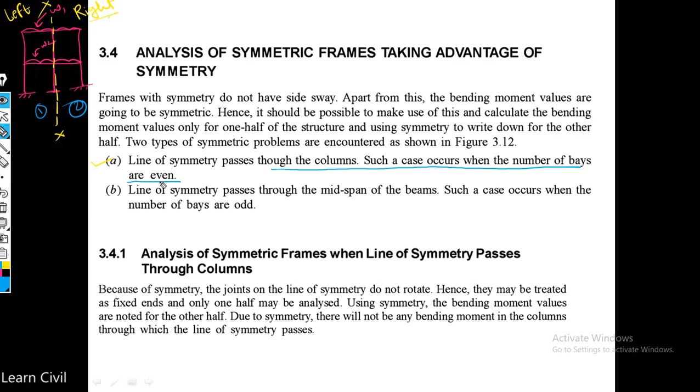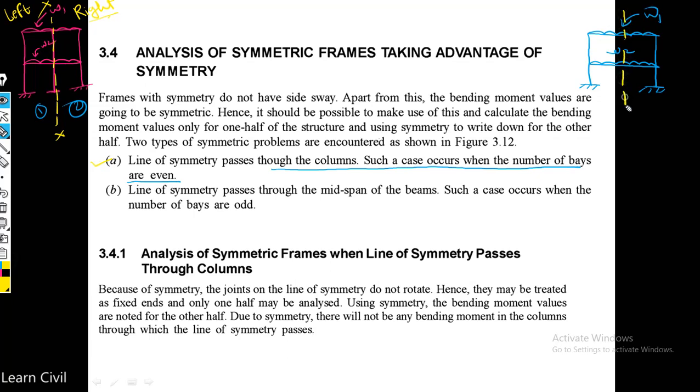So whenever the axis of symmetry passes through the column, the total number of bays will be even. Okay, at the same time, there may be another case. Let us consider we are having some frame like this, subjected to some load W1 per unit length, and some load on this beam, W2 per unit length.